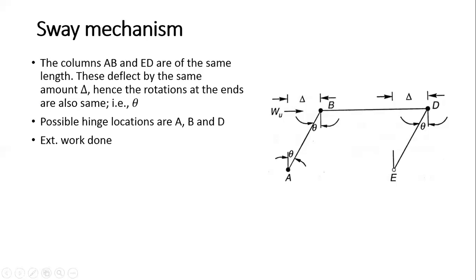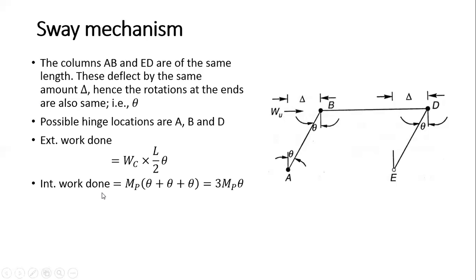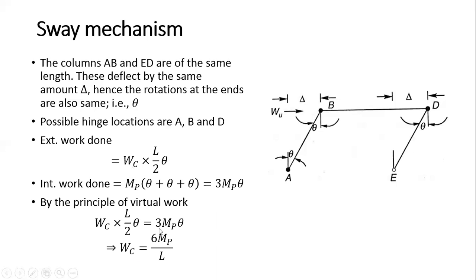Now external work done is equal to how much? WC into this distance. Now this distance is again given in the problem as L by 2. So this deflection delta is equal to L by 2 times this theta. Now internal work is equal to how much? MP times theta here plus MP times theta here plus MP times theta here. So this is 3 MP theta. So by the principle of virtual work, equate this one to this value. So WC L by 2 theta is equal to 3 MP theta. So we get WC as 6 MP by L.